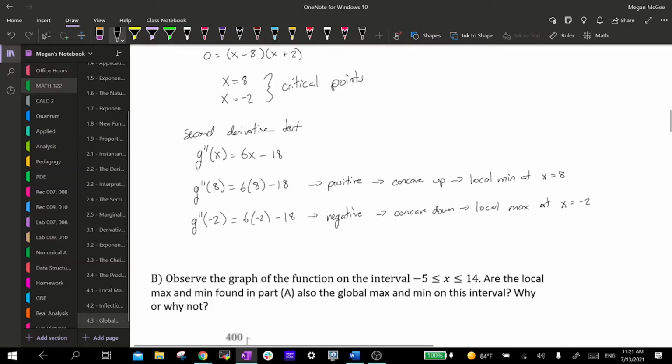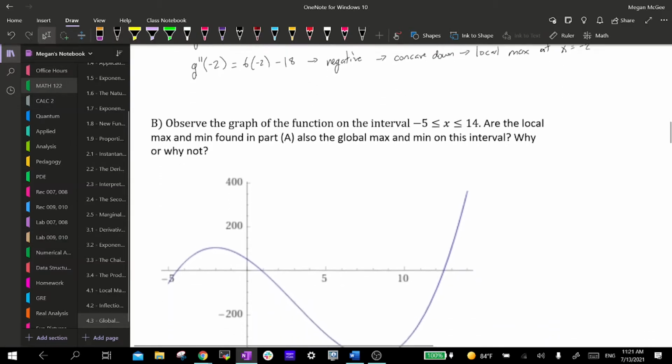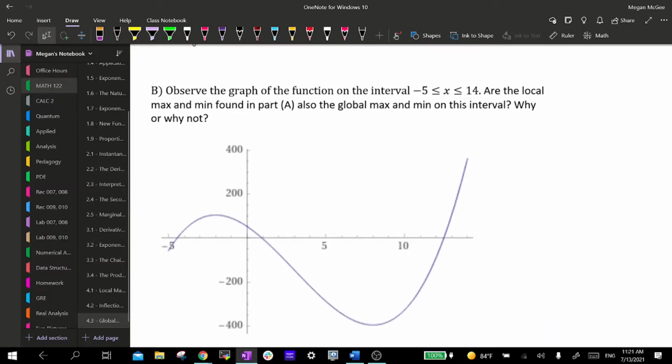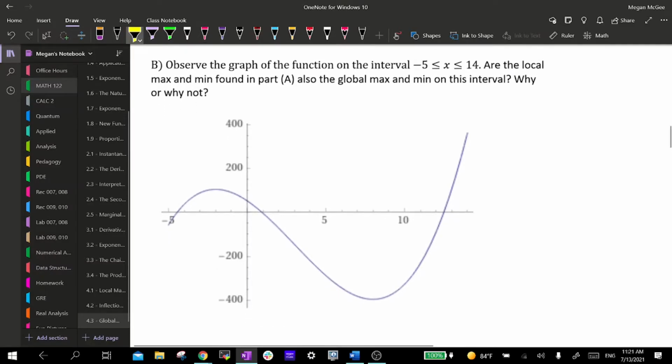Now for part B, we're going to look at this graph of the function. So this is the function from part A. Alright, specifically on an interval, negative 5 to 14. And it asks, are the local max and min that we just found in part A also the global max or min on this interval specifically?